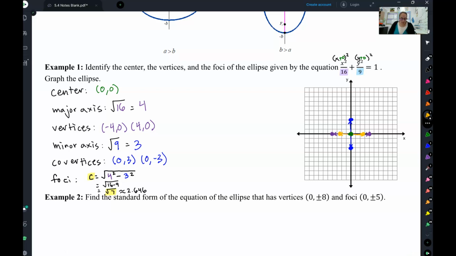Now, to write out the foci, we want our foci points to be exact, so we're not going to use 2.646, we're going to use the square root of 7. So these points are at square root of 7, 0, and negative square root of 7, 0. And finally, now that we have everything labeled, we can go through and make this look ellipsy, and you're done. Ta-da! You graphed your first ellipse.